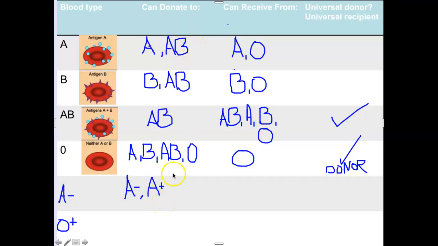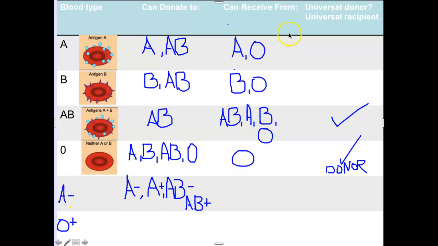The other option up here is AB. Can you donate to an AB negative? Yes, you can. Can you donate to an AB positive? Yes, you can. For that same reason, we can donate to an A positive, because if the receiving person has RH, but the donating person does not, right? You're not introducing anything foreign to that person that has the RH. It's nothing foreign on your red blood cell.